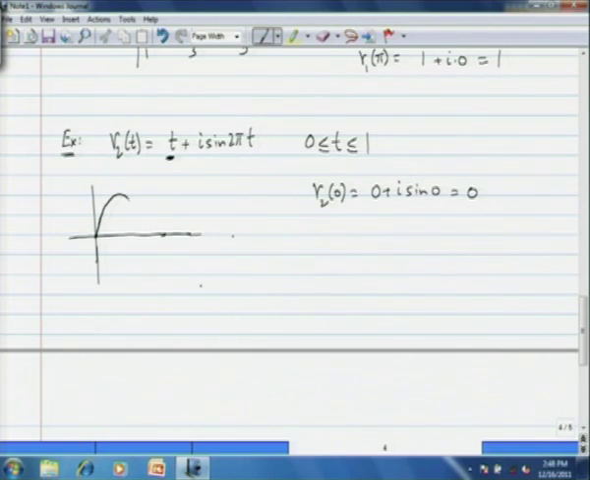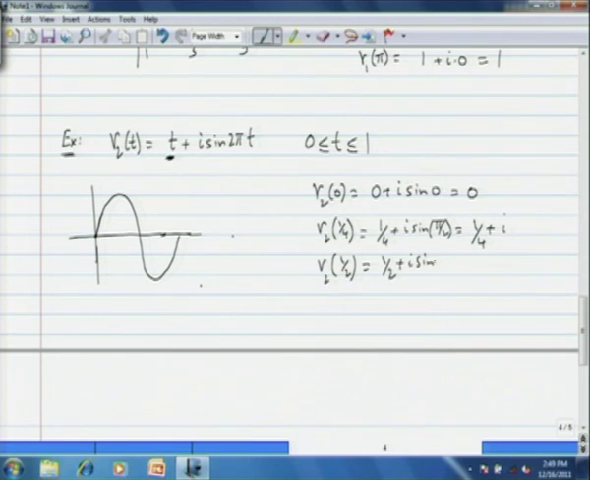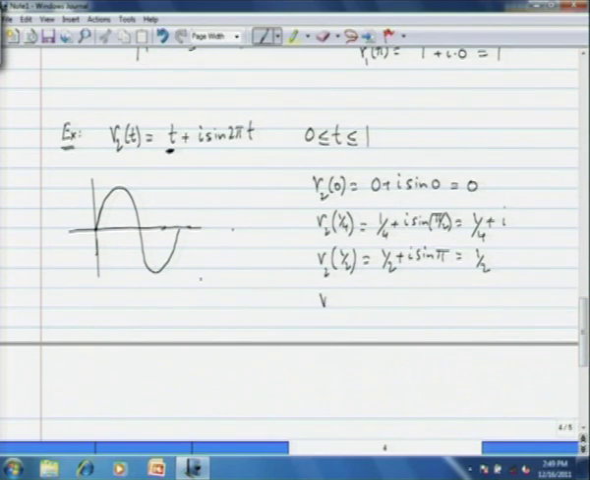So, you get a sine curve like that. When t equals, for example, 1/4, you get 1/4 plus I sine pi by 2, and you reach 1/4 plus I. And gamma 2 at half, for example, gives you half plus I sine pi, so you are at the point half on the real line, etc. Gamma 2 at 1 will give you 1 plus I times 0, which is 1.